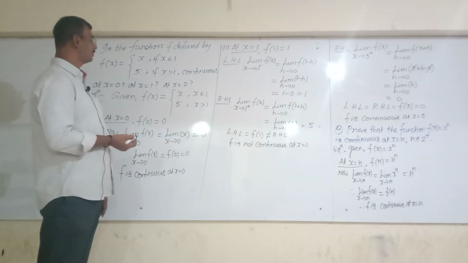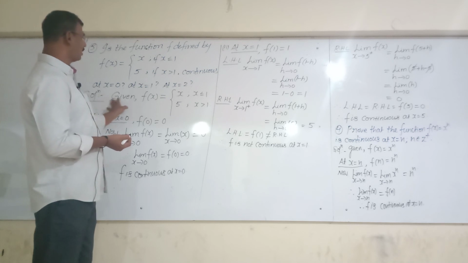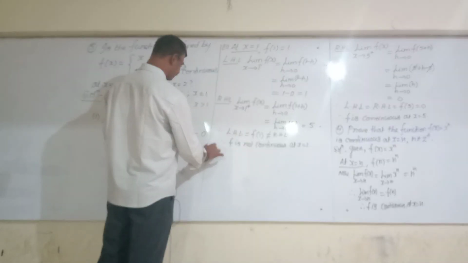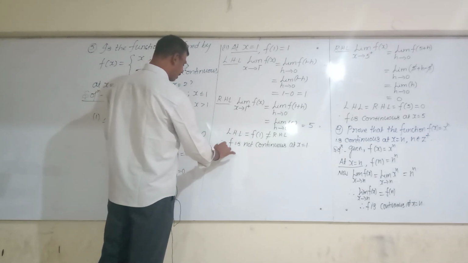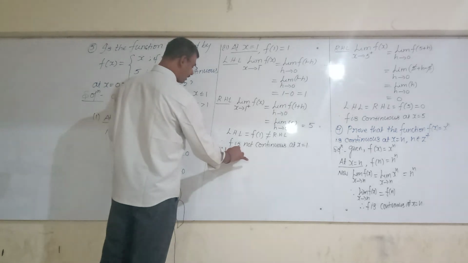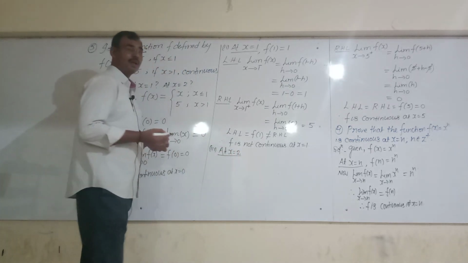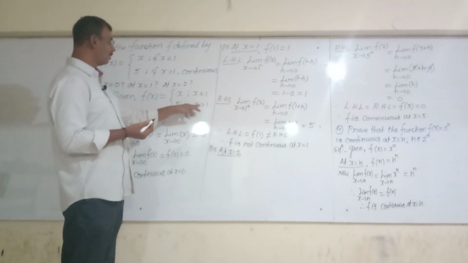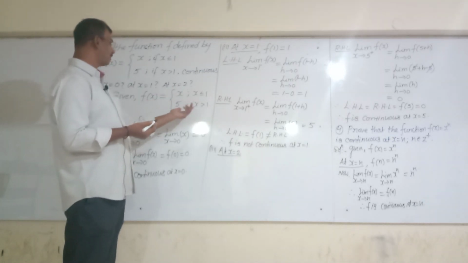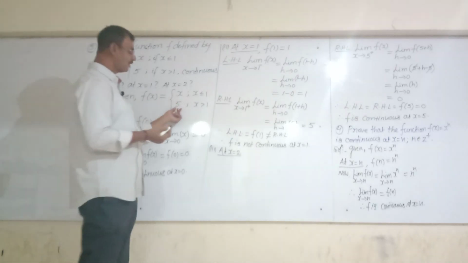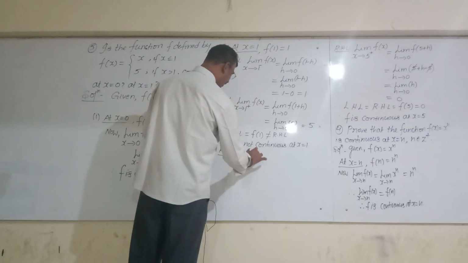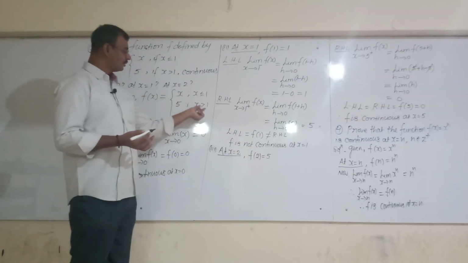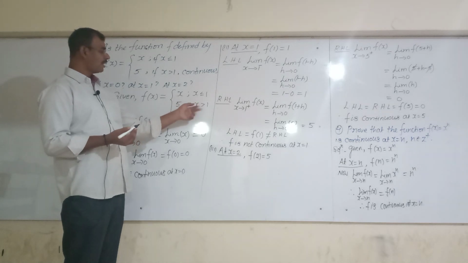Clear this procedure? It is the main method. Methodically you do it always. And one more thing, at x is equal to 2. So that is the third bit, at x is equal to 2. At x is equal to 2, how do we do this? 2 is more than 1. For more than 1, what does the function define? Only one value. So f of 2 is equal to 5.